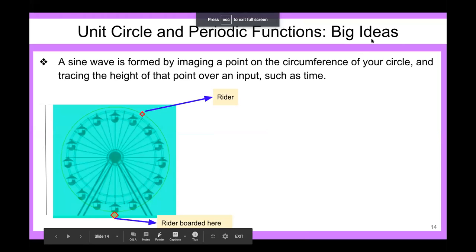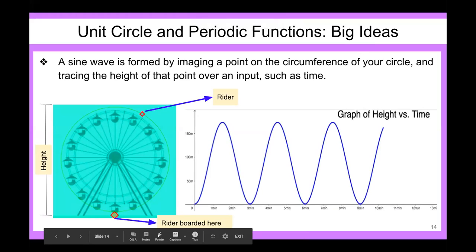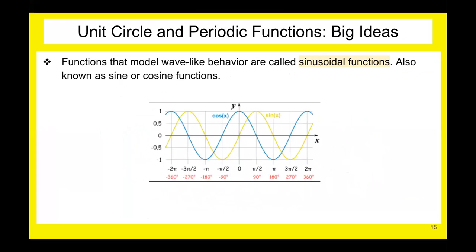Okay, let me go ahead and go over to the next slide, slide number 15. So what are these kinds of functions? Unit circles and periodic functions, big ideas. Functions that model any wave-like behavior actually have a specific name. It sounds weird. They're called sinusoidal functions, also known as sine or cosine. So sine is a sinusoidal function and also is cosine.